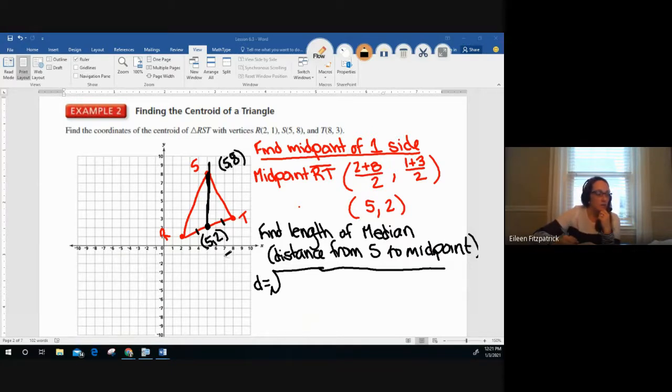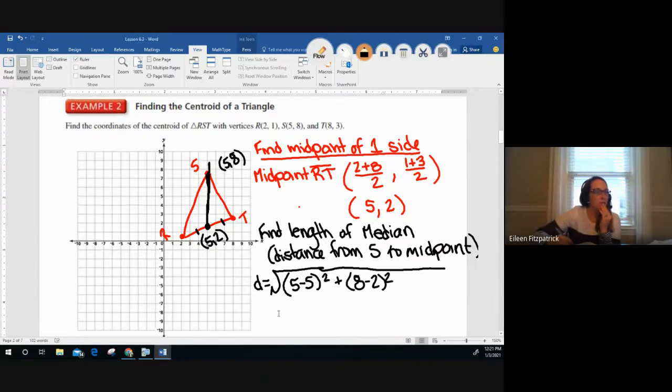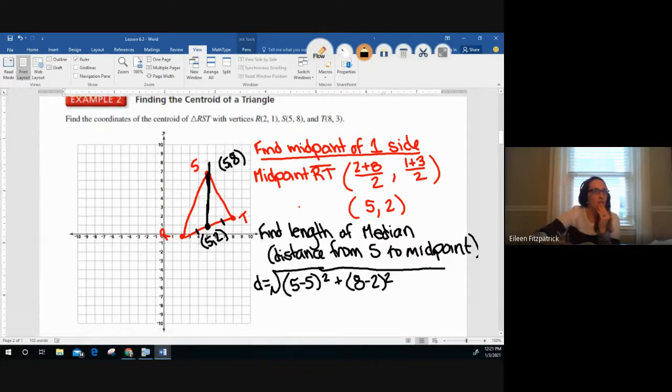All right, you could probably, since this is a vertical segment, just count, but in case it's not a vertical segment or a horizontal segment where you can just count units, you'd have to use the distance formula. So I'm going to go ahead and practice that. So 5 minus 5 squared plus 8 minus 2 squared. Running out of room to write. I'll have to erase and try to squeeze it in next to it.